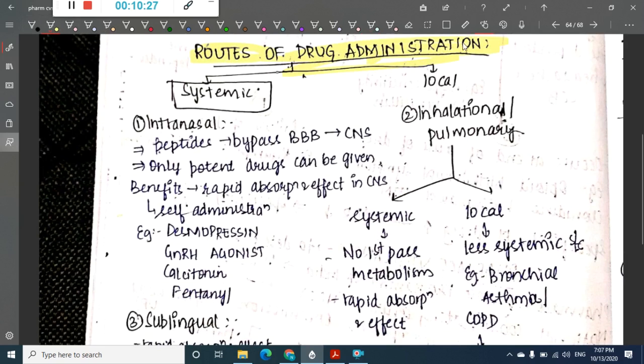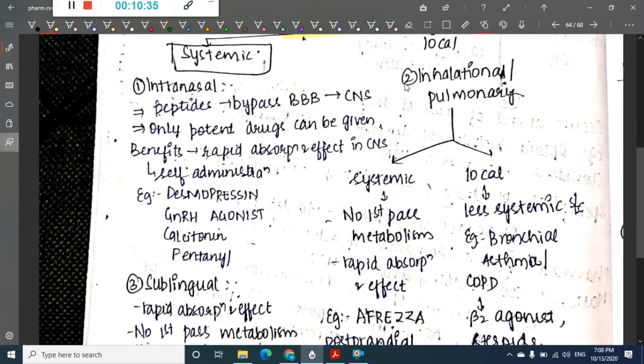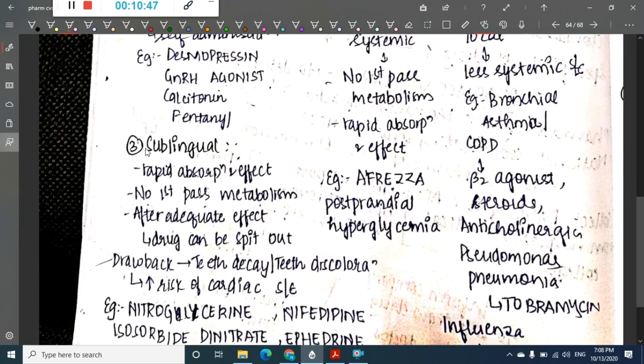Then we have to learn a few points about routes of drug administration. In the routes of drug administration, we have systemic routes and we have local types of drug administration. We will first learn about systemic, which include the intranasal route, the inhalational or pulmonary route, and then the sublingual route.